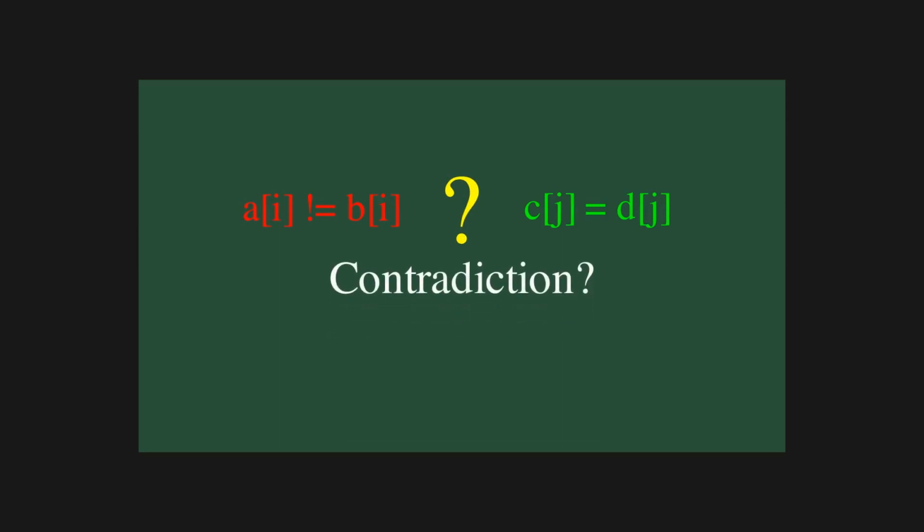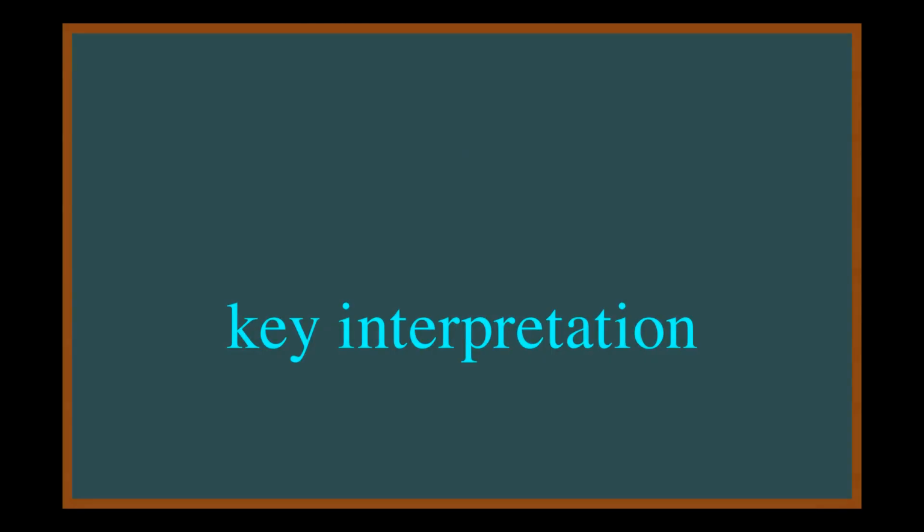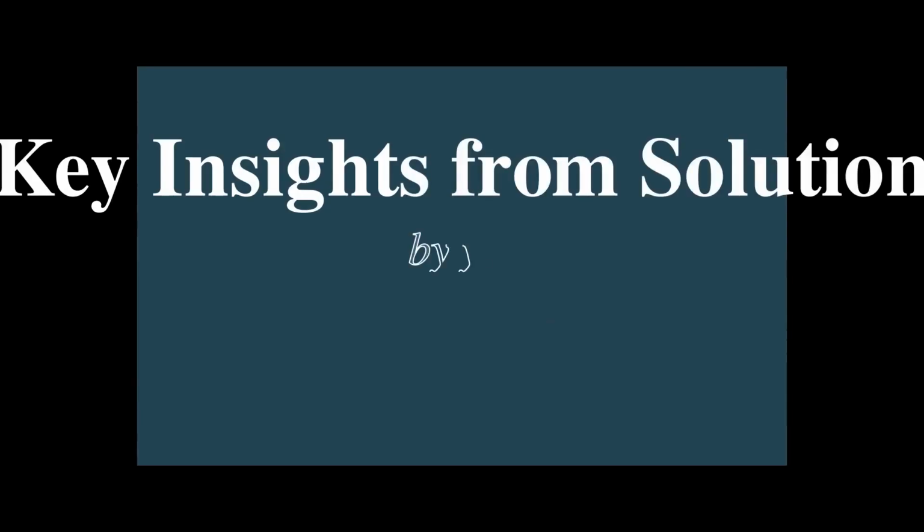At first glance, the operations seem to contradict the goal, right? If operations make a_i and b_i unequal, how do we maximize matches? This is where the solution provides a key interpretation. Let us look at the insights provided by the solution, written by eyes, which are crucial to understanding the problem's true nature. Insight 1.